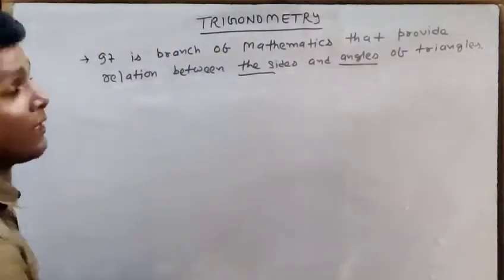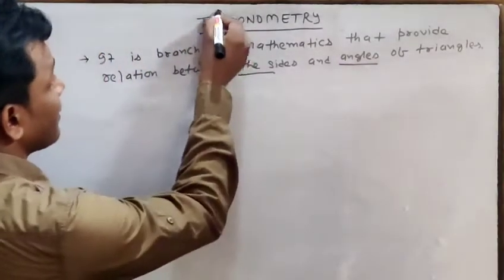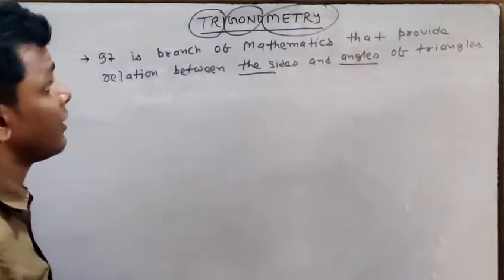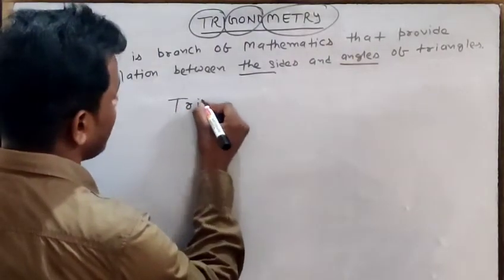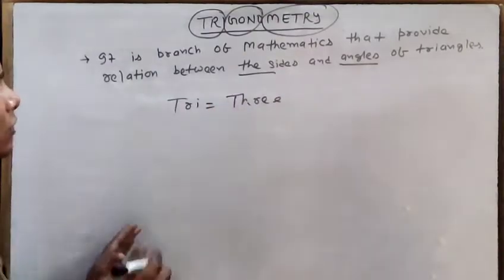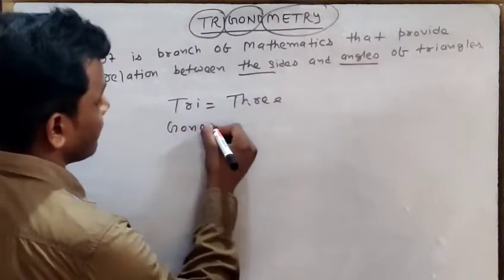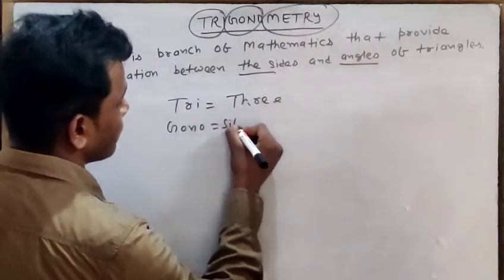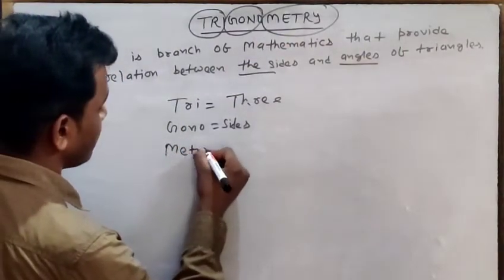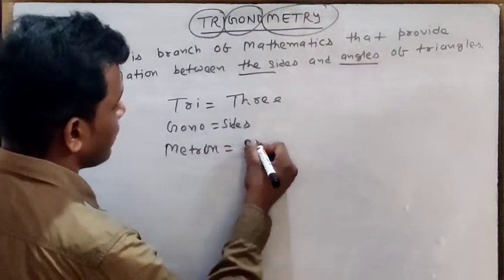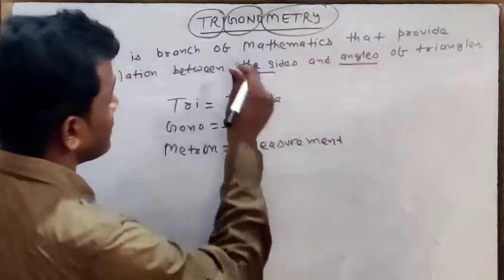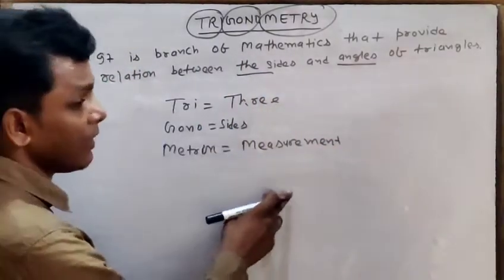Trigonometry is a Greek word. It is made of three Greek words. Tri is equal to three. Gono means sides. Metron, or metric, means measurement. So trigonometry means three sides equal to measurement.